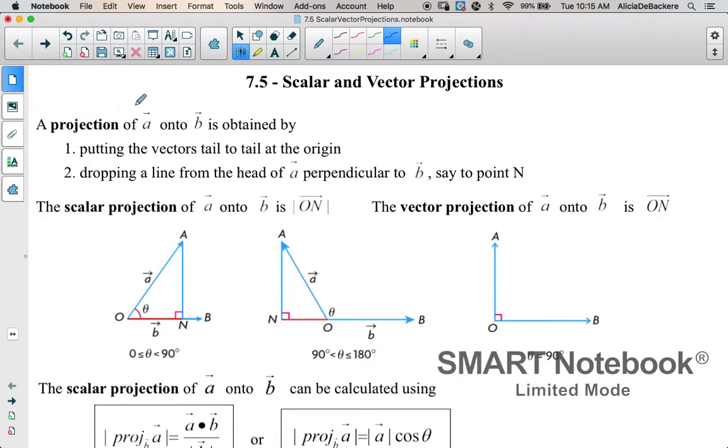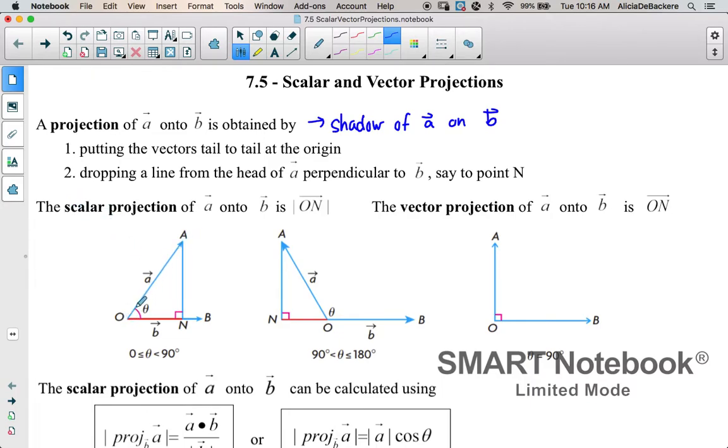So a projection of A onto B is obtained by putting the vectors tail to tail at the origin and then dropping a line from the head of A perpendicular to B. So we're going to look at what that looks like in a picture. One way you can think about projections, if I'm projecting A onto B, is that what I'm looking for is the shadow of A on B. So here's a couple of pictures of what projection might look like.